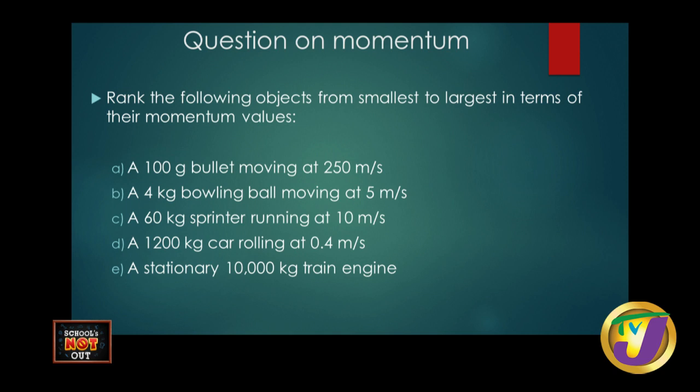That's basically a little jogging speed. A 60-kilogram sprinter running at 10 meters per second. That's pretty much top speed for most sprinters. A 1,200-kilogram car rolling at 0.4 meters per second, and a stationary 10,000-kilogram train engine.